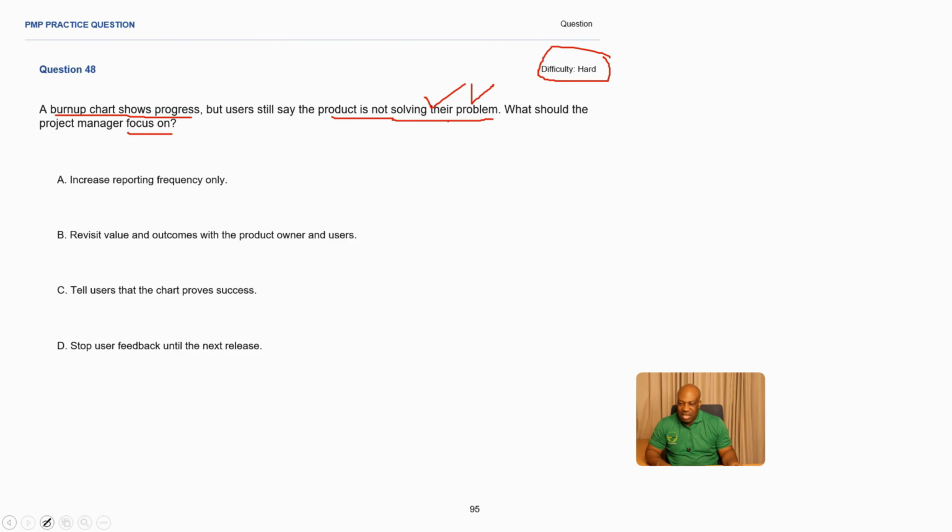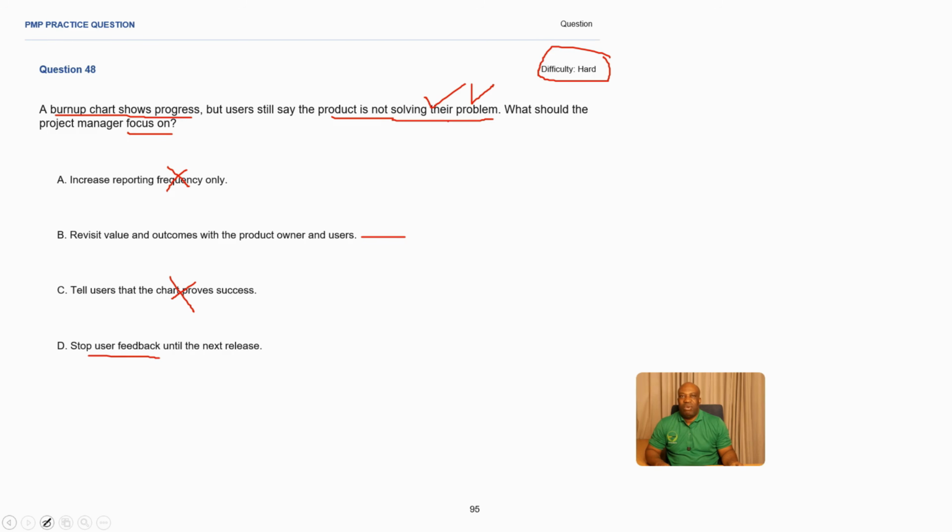So let's go through the answers now. Increase reporting frequency only. This does not help the resolution of the problem, okay? So we can eliminate this one straight away. Revisit value and outcomes with the product owner and users. This makes sense because you want to collaborate with them. You want to identify exactly where this problem is coming from. Tell the users that the chart proves success. It's not all about success on the chart. It's about what the users are accepting and getting satisfied with, making this one incorrect. Stop user feedback until the next release.